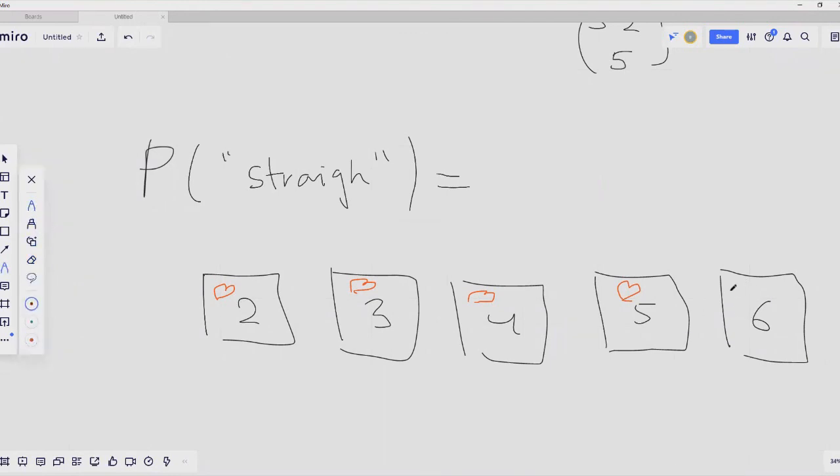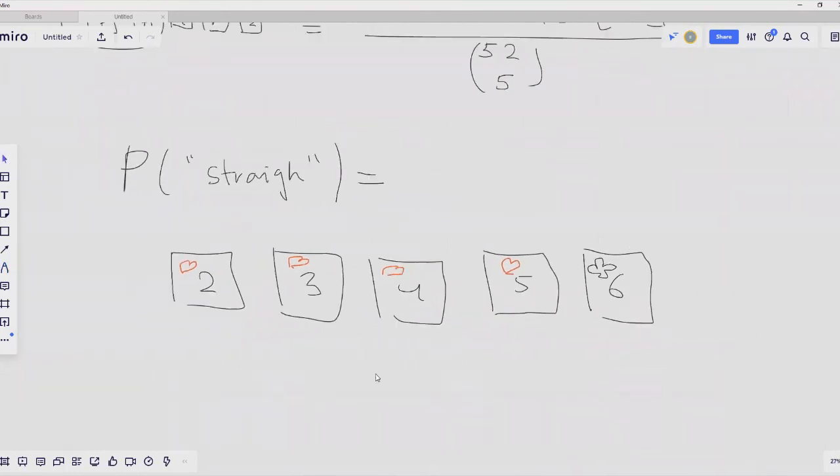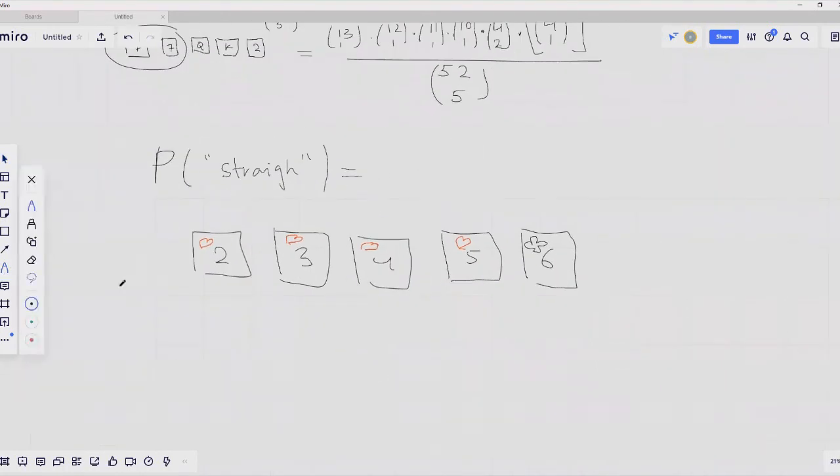So one of these is going to be, let's say, spades. Now, the denominator is always the same, 52 choose 5. Now let's find our numerator.